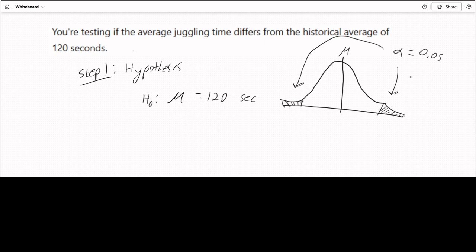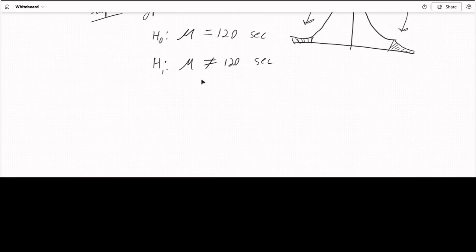Okay, but now we want to see enough evidence to move us in one direction or the other. We want to see significant enough changes to change our mind that there has been a change in juggling, whether that's improved or declining. So we're going to say that the alternative hypothesis is that the average time is not equal to 120 seconds. Okay, it could be higher, could be lower. We just want to prove that it's far enough away from 120 seconds to be statistically significant. Okay, and that's why this is a two-tailed test.